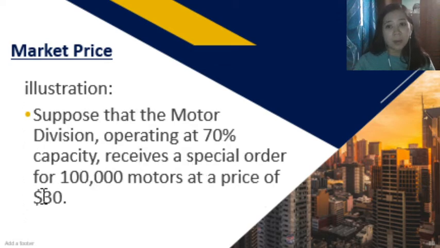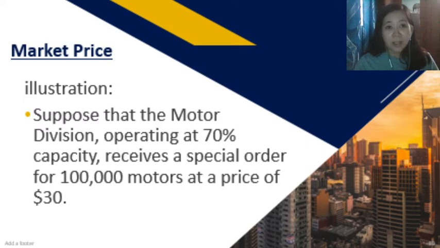Suppose that the motor division is operating at 70% capacity. The motor division here is the other division, and in this illustration they are considered to be the buying division. Here they are operating at 70% capacity, meaning to say there is still 30% capacity in which they can accept special orders from other customers.